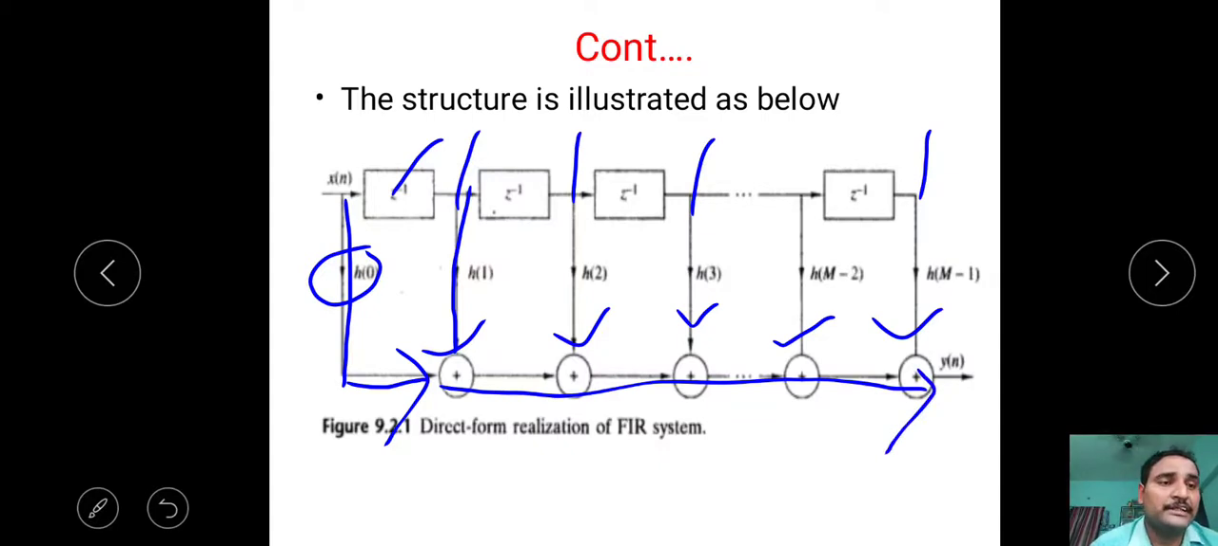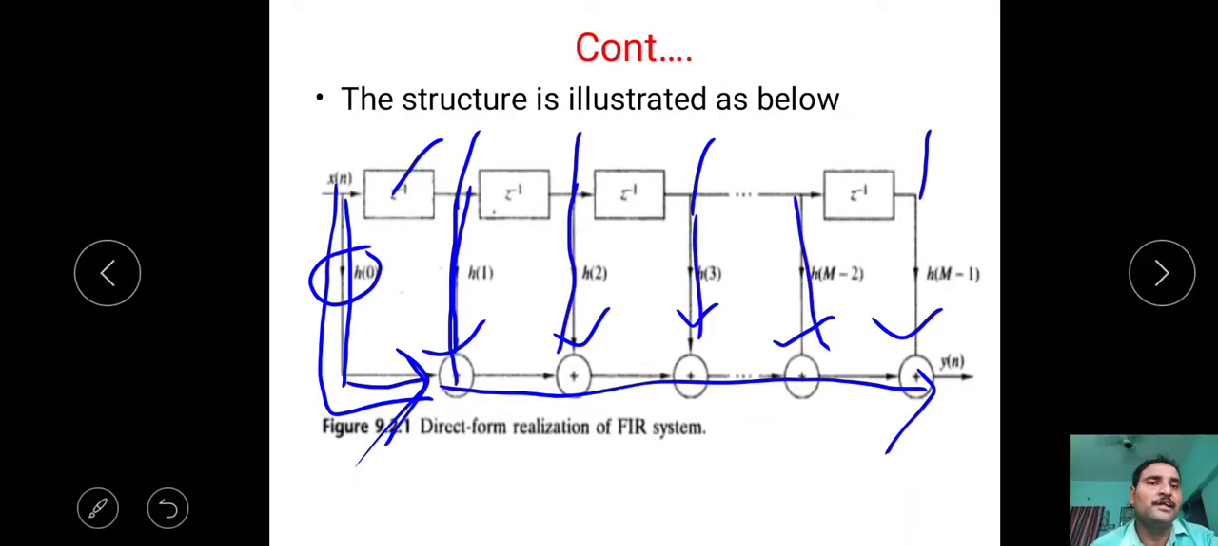Direct form realization means directly related to the equation. First, x of n is multiplied with h of 0. We require an addition. Next, for x of n minus 1 we require a delay element. That x of n minus 1 is multiplied with h of 1, and similarly x of n minus 2. Here we get all products in the equation, and then finally we use adders to get the output response. If you see the diagram, we have only delay elements, multipliers, and adders. By using these three building blocks, we can design any direct form realization. That is about direct form realization. Direct form realization means we directly realize the FIR system by using its equation.